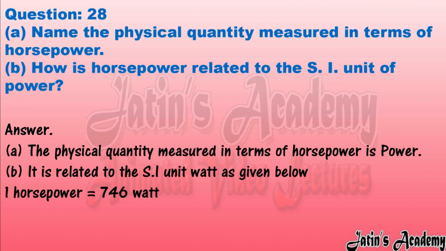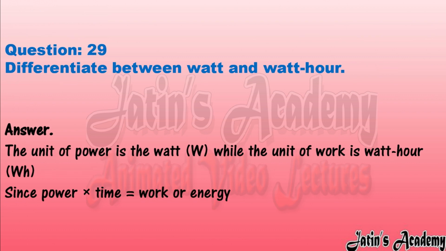Question 28. Name the physical quantity measured in terms of horsepower. And how is horsepower related to the SI unit of power? Answer. The physical quantity measured in terms of horsepower is power. It is related to the SI unit watt as given below. 1 horsepower is equal to 746 watt.